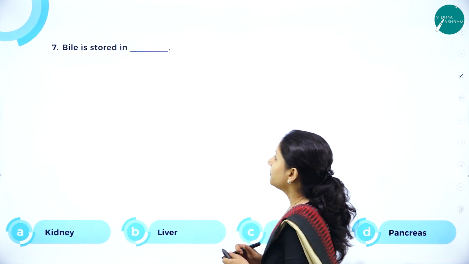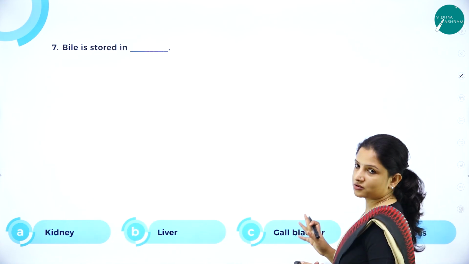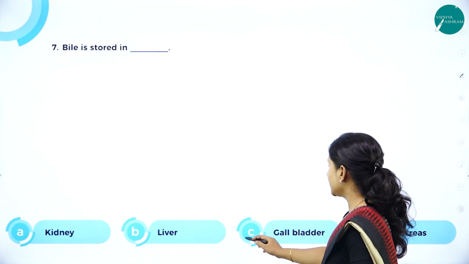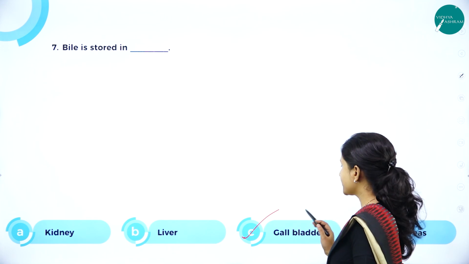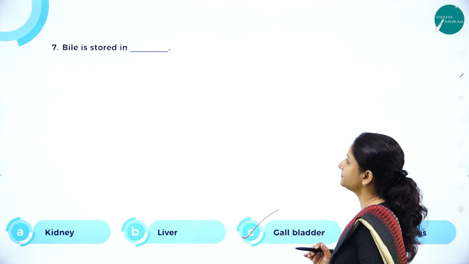Next question. Bile is stored in. Now here is the question. Bile is stored in, it is stored in gallbladder. Bile is secreted in liver. It is stored in gallbladder. Option C is the right answer here.